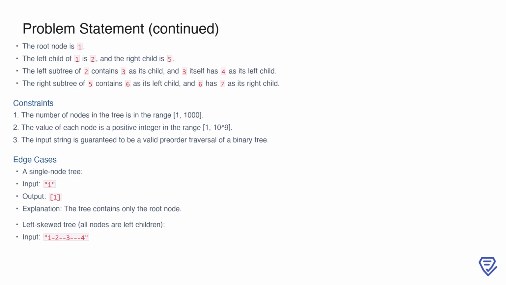Here, the input string is 1-2--3---4-5--6---7. The output for this input is 1 2 5 3 0 6 0 4 0 7. In this tree, the root node is still 1, with 2 as its left child and 5 as its right child. However, the structure of the subtrees is different. The left subtree of node 2 only contains node 3, which itself has a left child, node 4. On the right side, node 5 has a left child, node 6, and node 6 has a right child, node 7. This example demonstrates how the depth encoding can produce trees with varying structures.